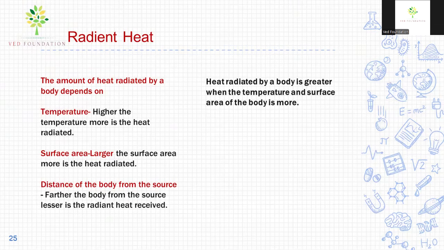Radiant heat. The amount of heat radiated by a body depends on temperature, surface area and distance of the body from the source. First, temperature: higher the temperature, more is the radiant heat. Surface area: larger the surface area, more is the radiant heat. And third, distance of the body from the source: farther the body from the source, lesser is the radiant heat received. Heat radiated by a body is greater when the temperature or surface area of the body is more.